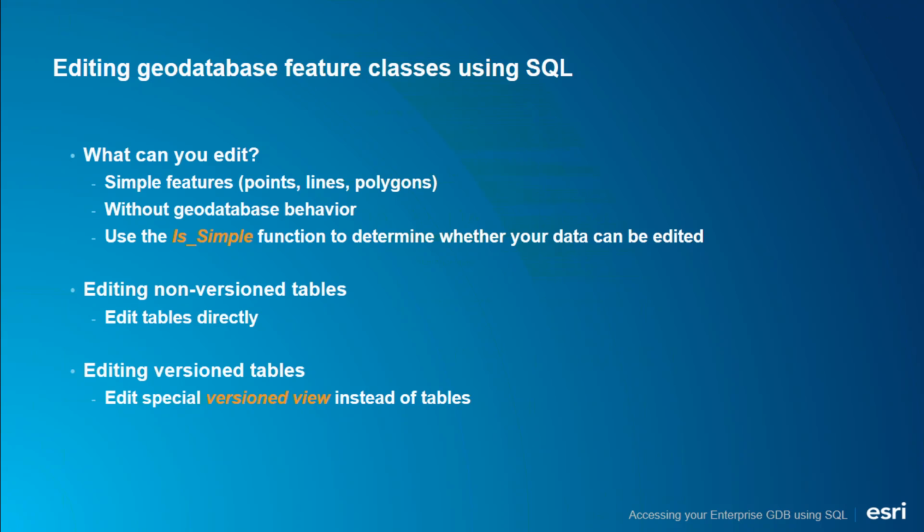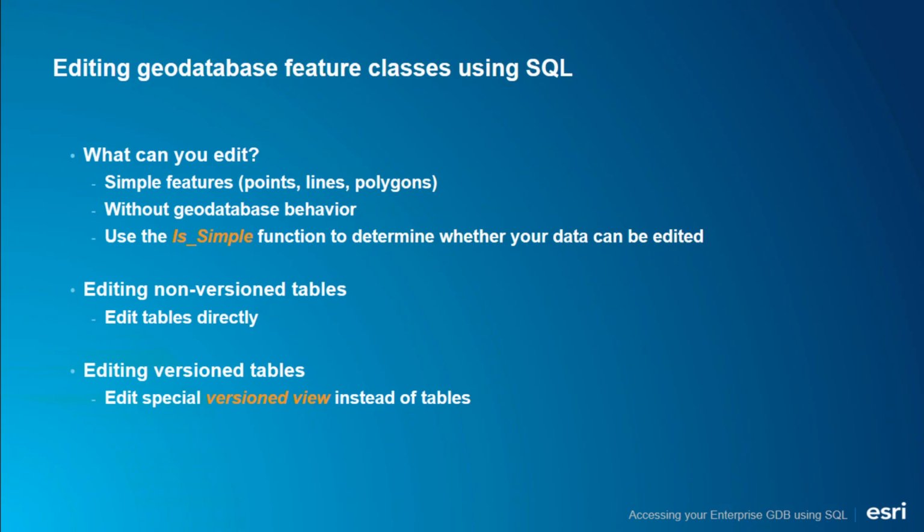And how you can determine this information at the SQL level, we provide a lot of discovery functions. One of those discovery functions is isSimple. If isSimple returns true, then you can go ahead and edit that feature class. If it returns false, please don't edit that feature class at the SQL level. You can do all your edits using an ArcGIS client, but don't edit that feature class at the SQL level.